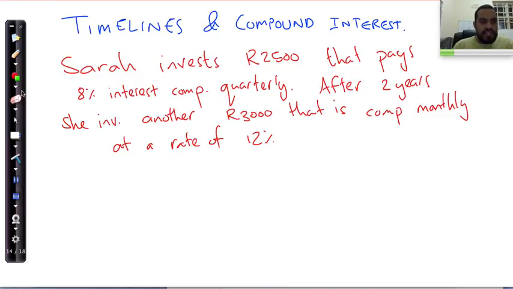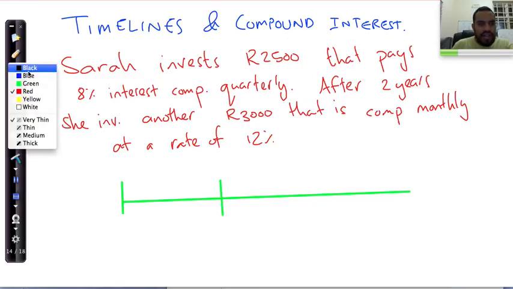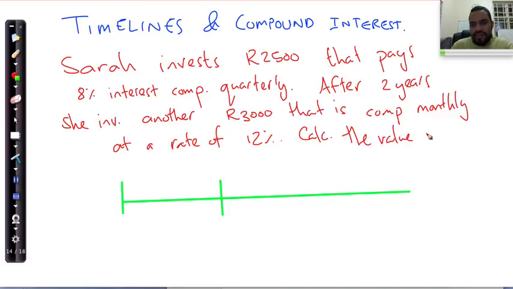Okay, so let's put all of this into a timeline type of question. I'm going to draw a line, and I'm going to insert in there that Sarah invested 2,500 Rand at a certain time, and I'm going to make that T0. Then after 2 years she invested more money, so I'm going to make that T2. Then I'm going to complete the question by saying calculate the value of the investment after 5 years. After 5 years. And that's what we're really interested in over there.